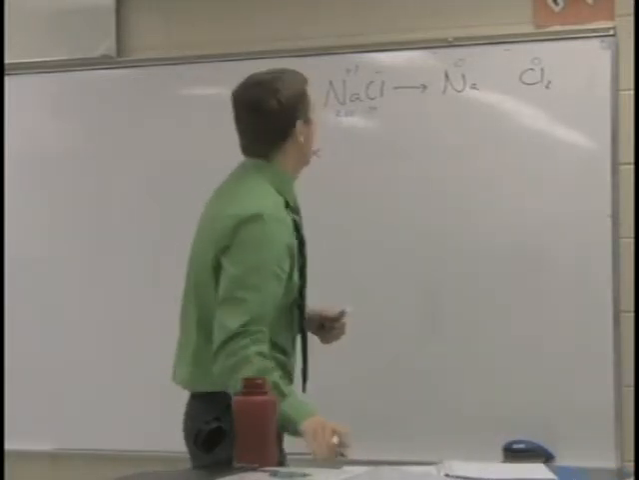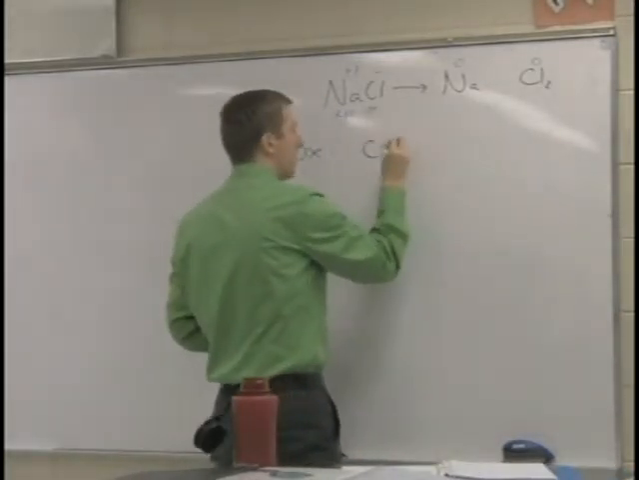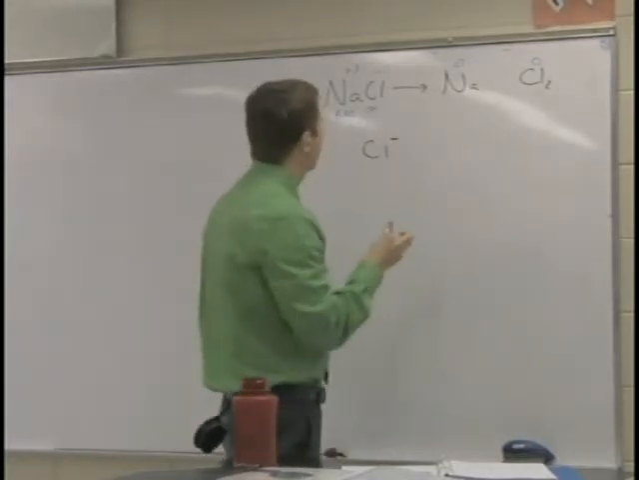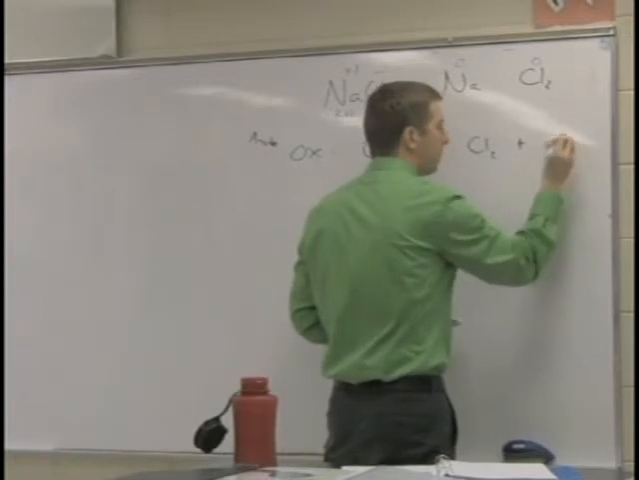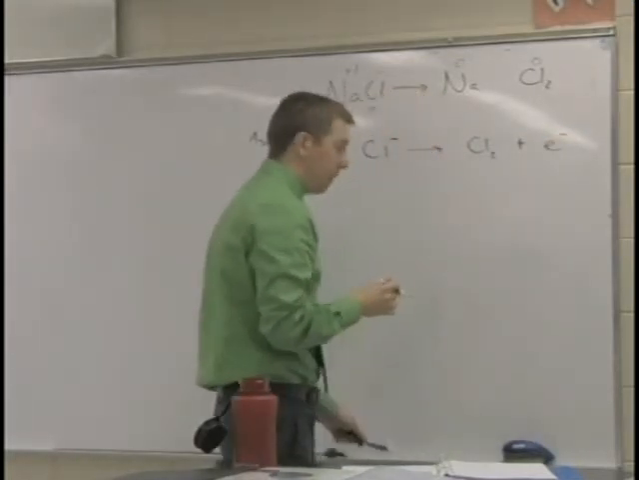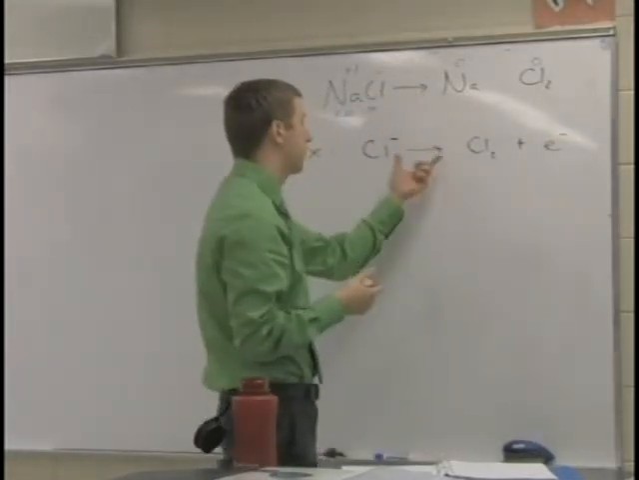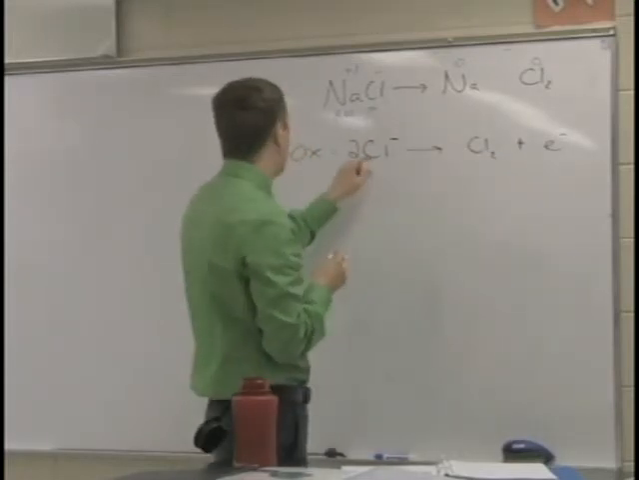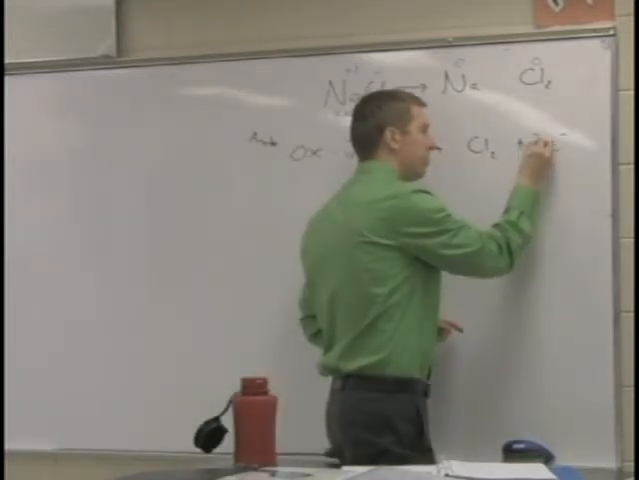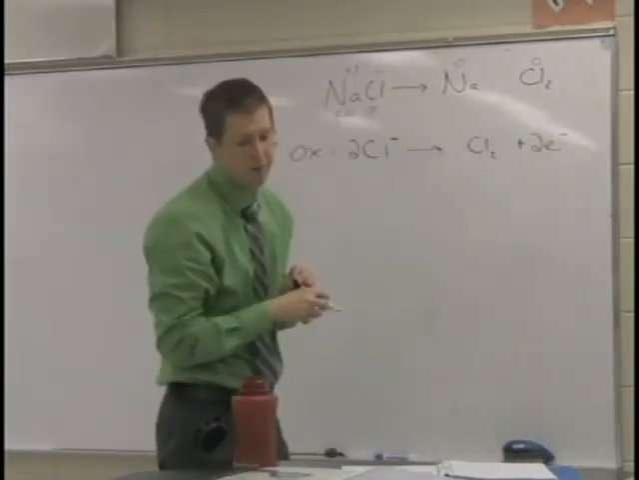To begin with, I have Cl minus, and it's going to create the Cl2 plus a number of electrons. The way to figure out the number of electrons is first to balance this out. There's 2 chlorines here. I need 2 chlorines here. Now I have 2 negatives. Put a 2 here. That is going to be the oxidation equation.